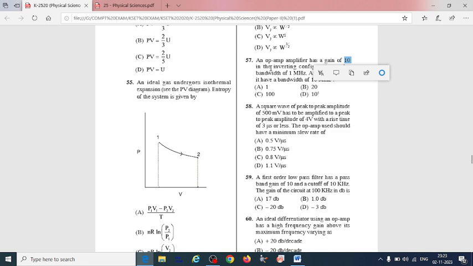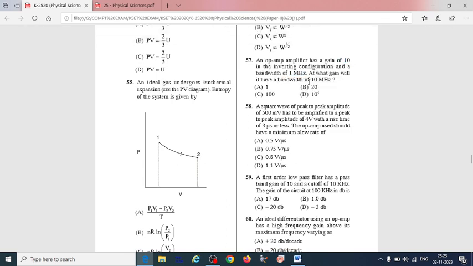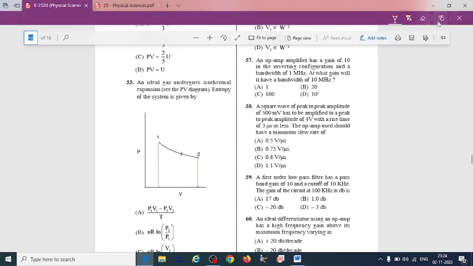the gain we have 1 megahertz. So if we have a 10 megahertz bandwidth, then the gain must be twice of that. That means 10 to the power 2. That is the correct answer here, option C.